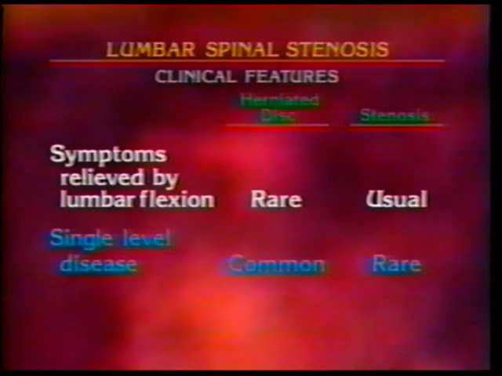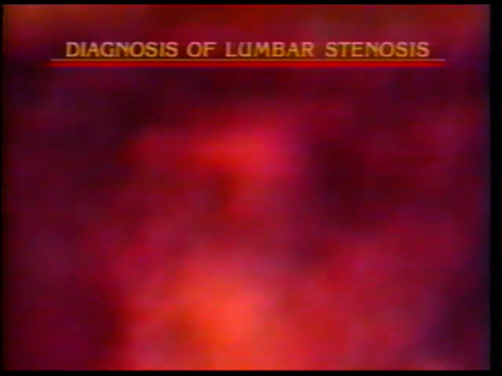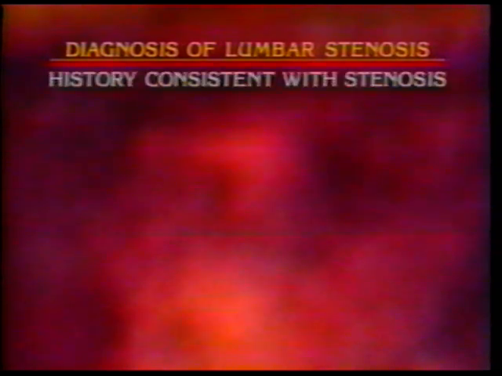Single-level disease is common in disc herniation and rare in stenosis. Usually you have at least 2 levels involved in lumbar stenosis. The most common areas that you see involved are L4 and L5. So to establish the diagnosis of lumbar stenosis, you should have a history consistent with the diagnosis.